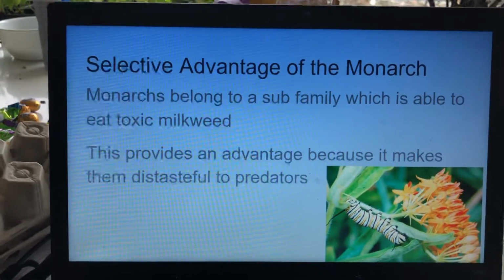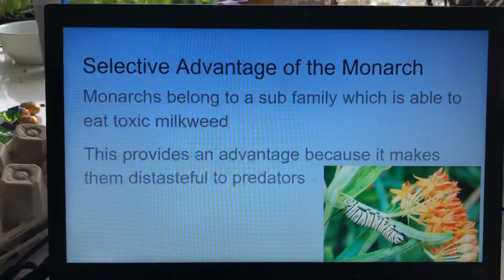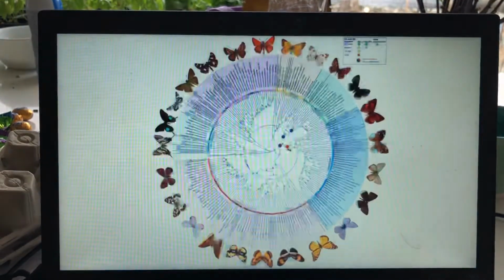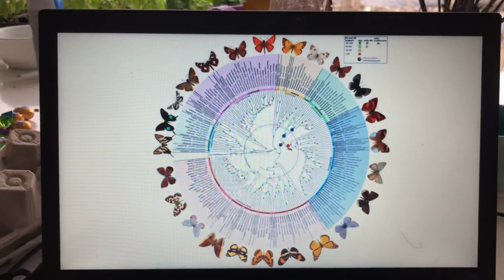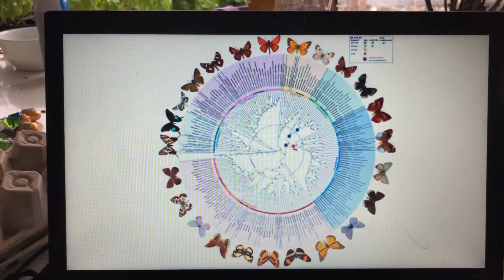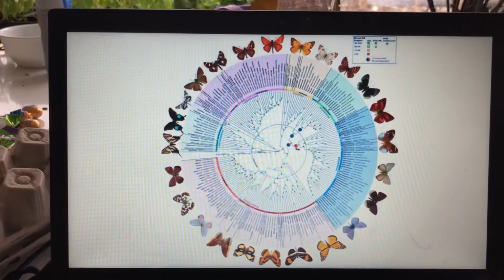I talked about their selective advantages, which is something we're going to get into in the genetics unit. Here is another phylogenetic tree. I realize there's a lot of detail in there, almost too much. I just kind of thought it was pretty, so I included it.